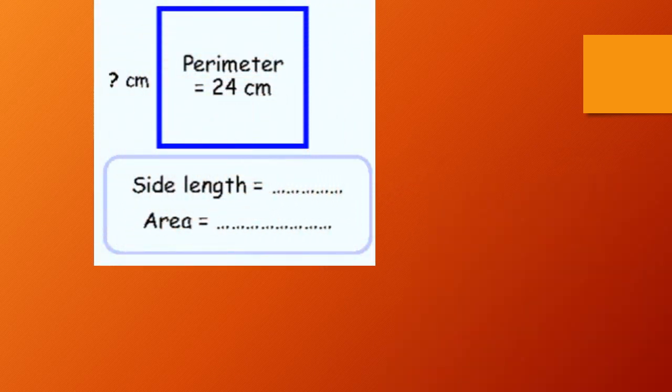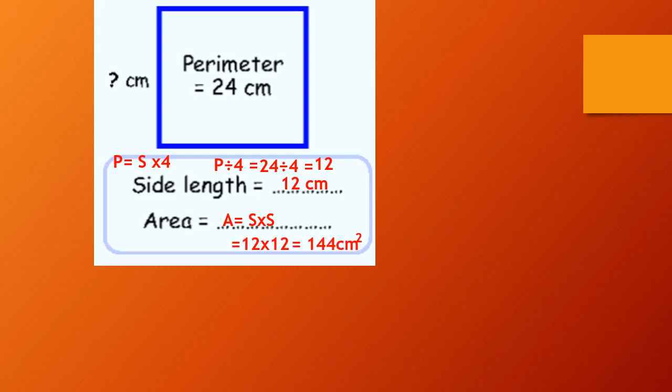The perimeter of this square is 24 centimeters. To know the side length of this square, the perimeter equals side by 4. So we have to divide the perimeter by 4. 24 divided by 4 equals 6 centimeters. So the side length equals 6 centimeters. The area of the square is side by side. 6 by 6 equals 36.